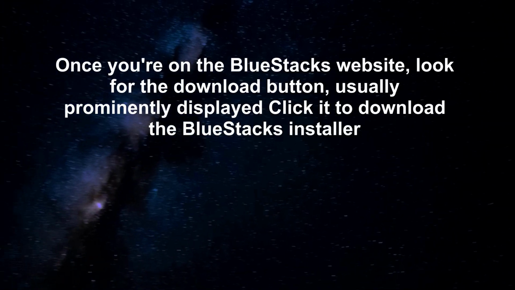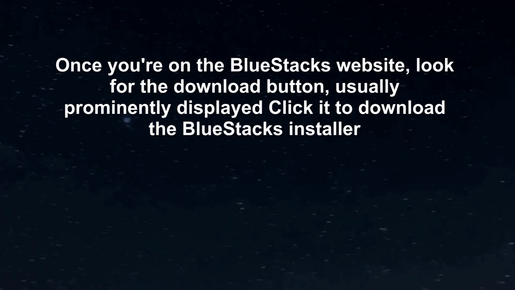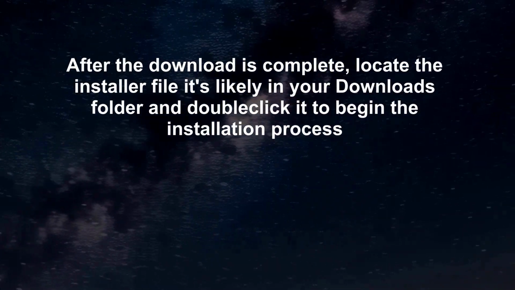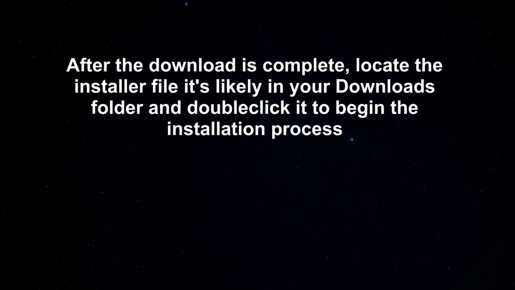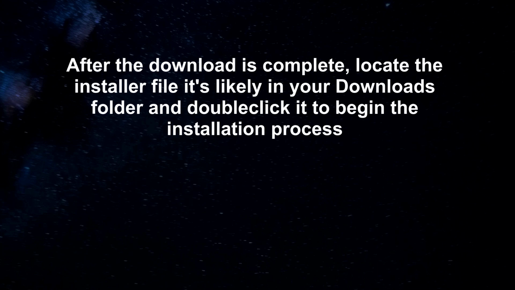Once you're on the BlueStacks website, look for the download button, usually prominently displayed. Click it to download the BlueStacks installer. After the download is complete, locate the installer file. It's likely in your downloads folder, and double-click it to begin the installation process.